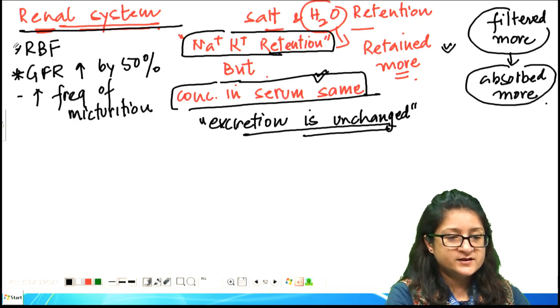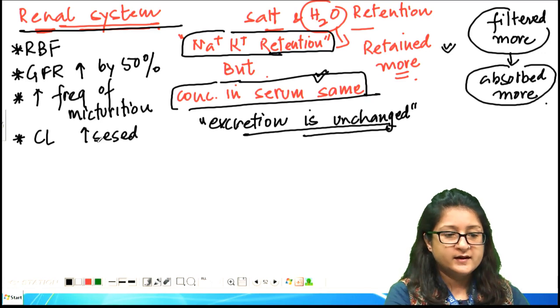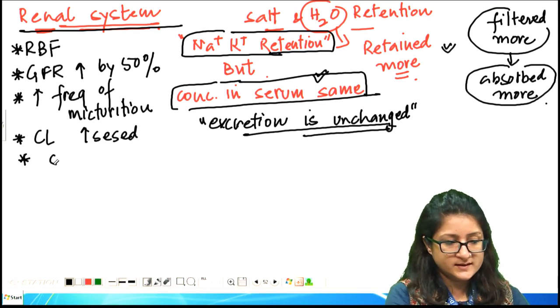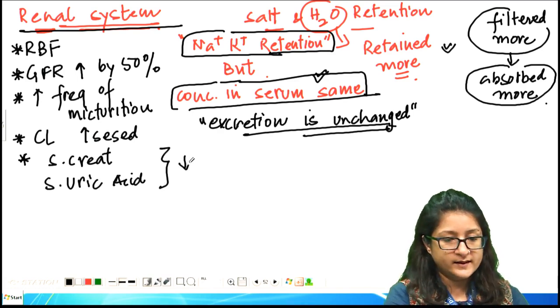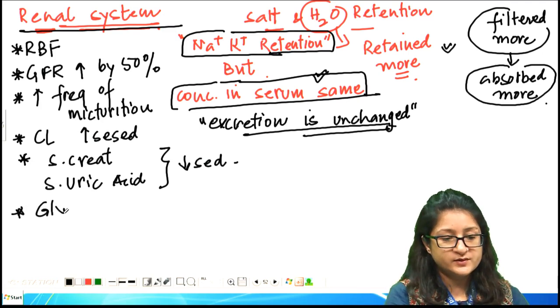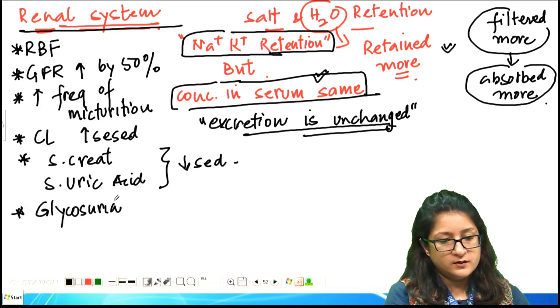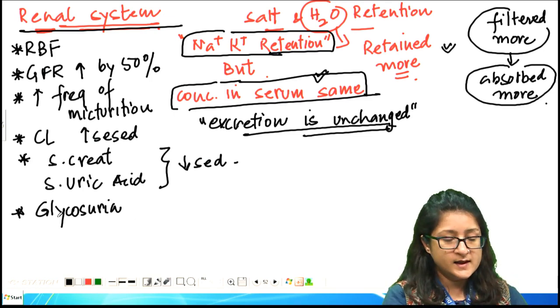Because of the increased GFR, what will happen? The creatinine clearance is also increased, right? So the serum creatinine and the serum uric acid levels are lower, they are decreased. There is glycosuria, which can be normal in pregnancy, but then obviously it has to be evaluated further.